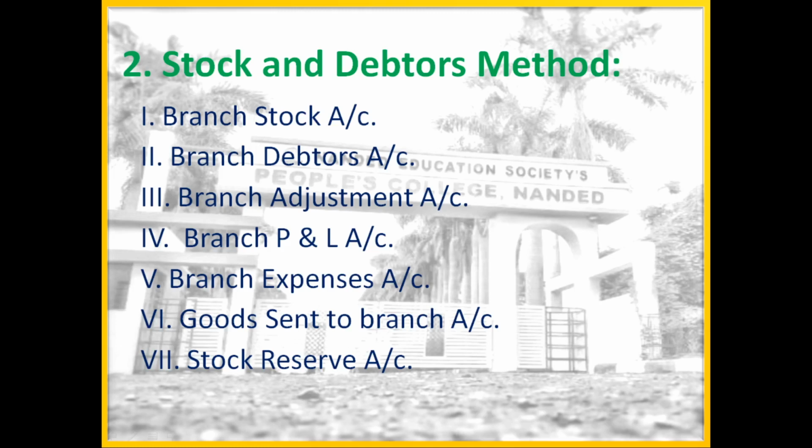Number second, branch debtors account. All transactions relating to the branch debtors are recorded in this account. Transactions like sales on credit, cash received, bills dishonored, bad debts, discount, etc. are entered in this account.